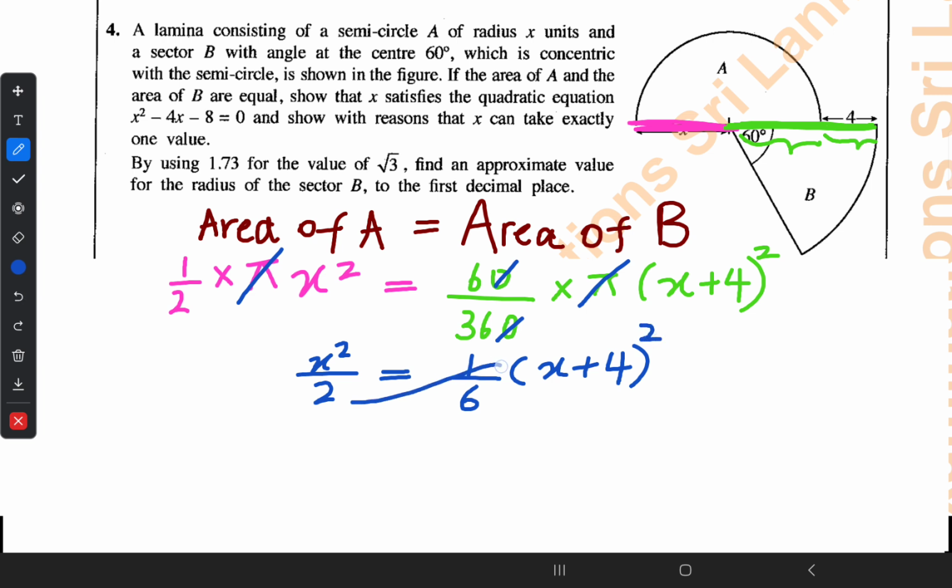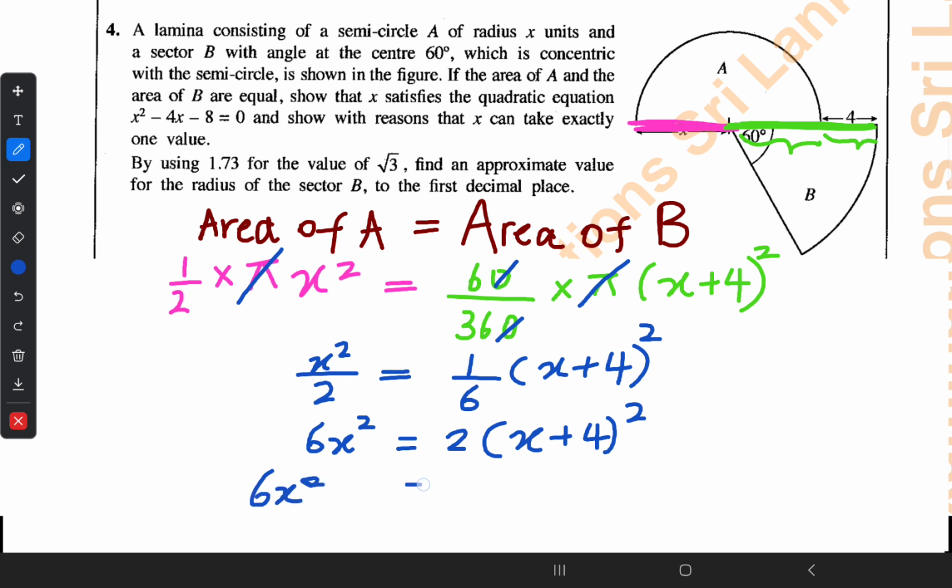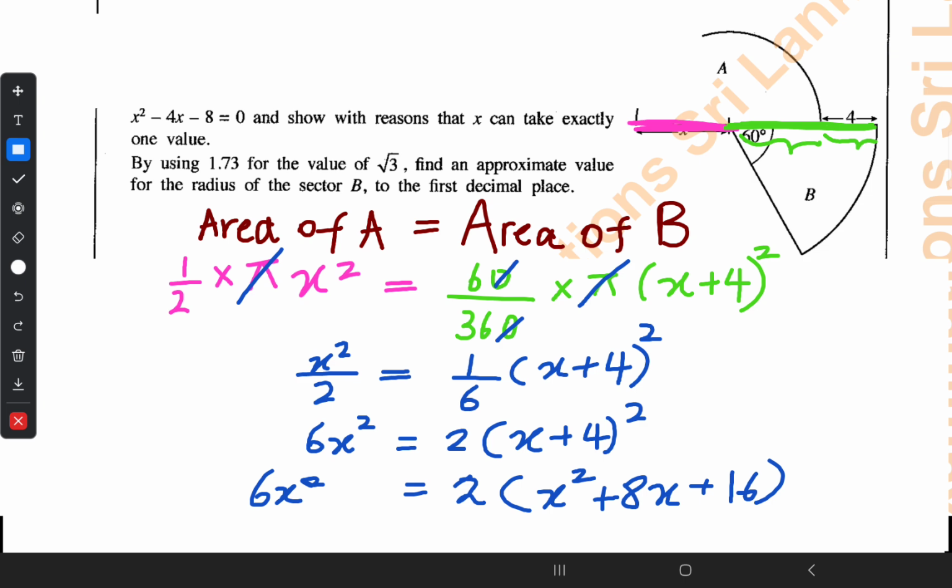The divisor 2 should be multiplied over here, and the divisor 6 should be multiplied at this place. Likewise, 6x squared equals 2 times x plus 4 whole squared. Then let's expand. 6x squared equals 2 times x squared plus 2 into 4 into x, that means plus 8x, plus 4 squared, which is 16. Then, let's continue working on this.